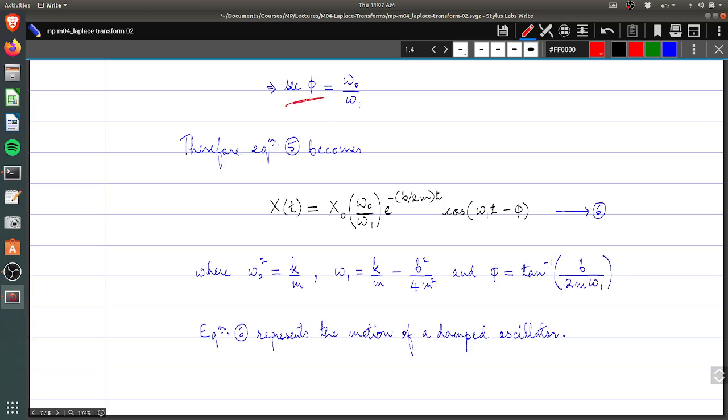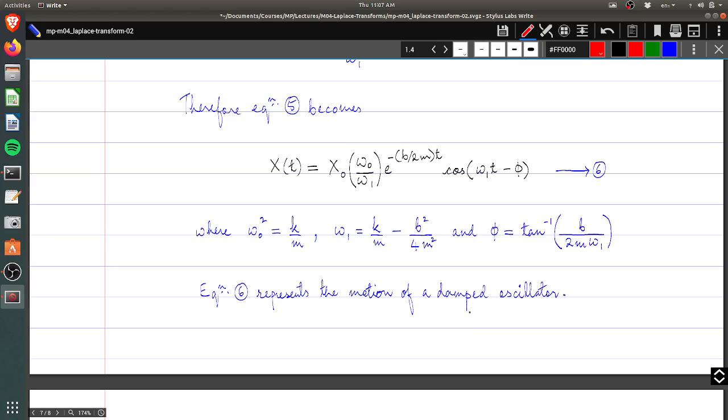This comes from that secant phi e to the power minus bt by twice m cos of (omega 1 t minus phi). And if you plot this, you will get that familiar underdamped case. Okay, so all these terms are mentioned over here. So this represents the motion of a damped oscillator.